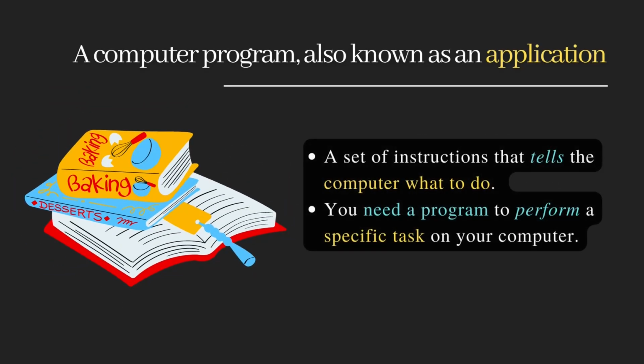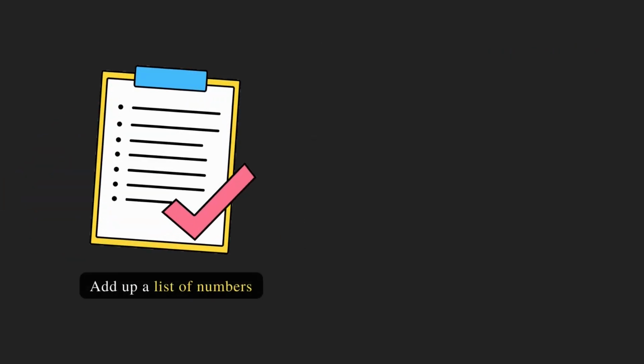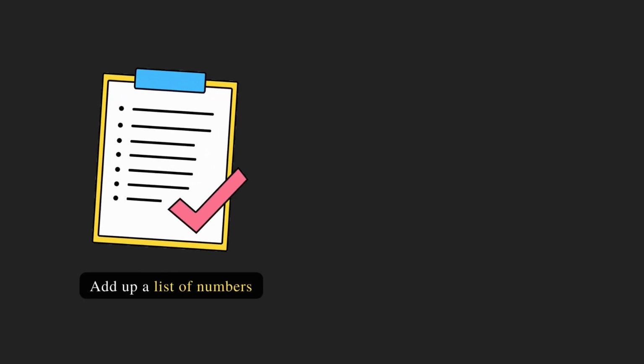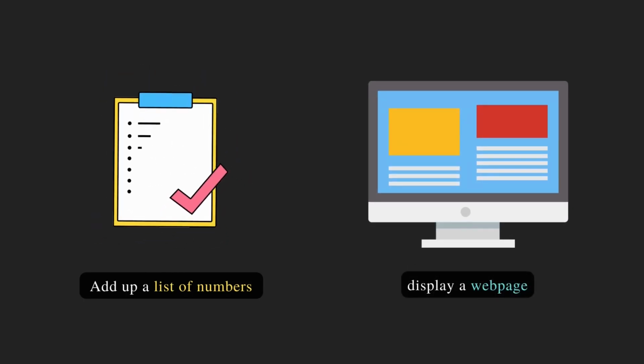A computer program, also known as an application, is simply a set of instructions that tells the computer what to do. Think of it like a recipe for your computer. Just like how you need a recipe to bake a cake, you need a program to perform a specific task on your computer. For example, a program could be designed to add up a list of numbers or even display a web page. The possibilities are endless.